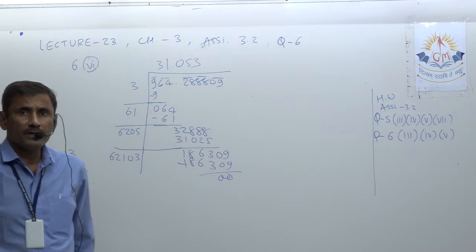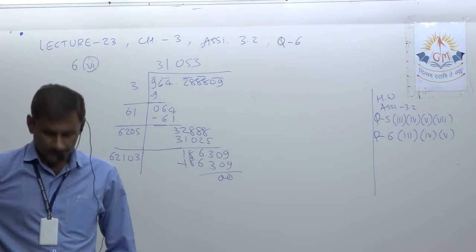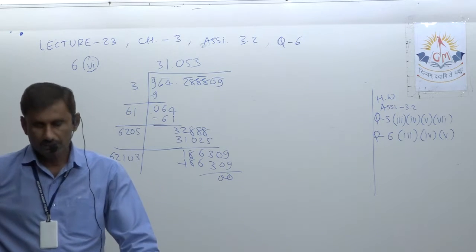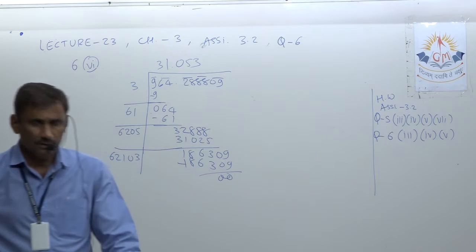Okay. Now try to understand the 7th one. We are at assignment number 3.2 and page number 62. Just read the 7th one. What do they want.